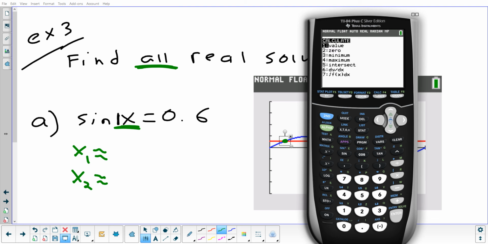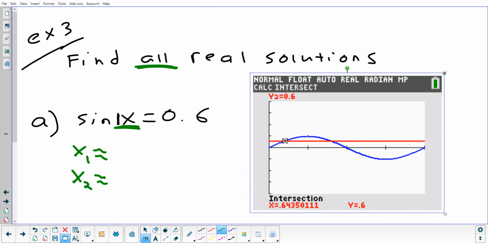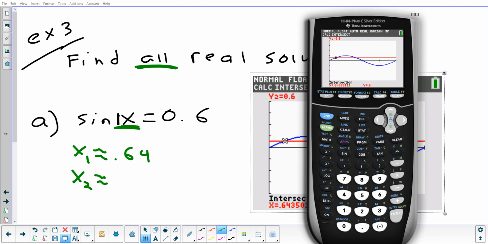So second calc, intersect. If you want the one on the left, you do have to move it a little closer. That should be just enough. And I get an answer of 0.64. Let's do the other one real quick. Second calc, intersect. Move it back. I think that'll be okay. 2.50.